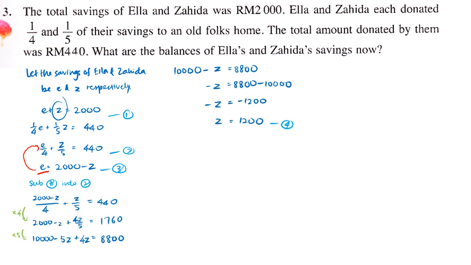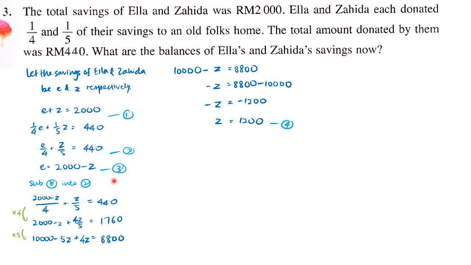Substitute 3, which is E. Since E equals to this, the E here in equation 2 would also be equal to this. Substitute 3 into 2, substitute 3 E into this E, which is in equation 2. So you get 2000 minus Z over 4 plus this equals to 440.